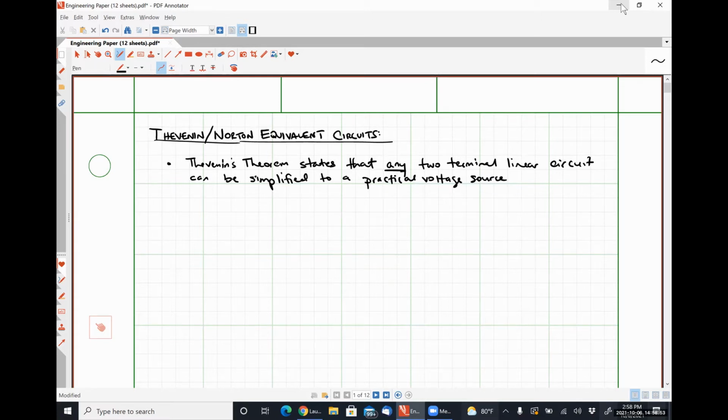So, as I was saying, Thevenin's theorem states that any two-terminal linear circuit can be simplified to a practical voltage source equivalent containing a voltage source VTH and resistance RTH.